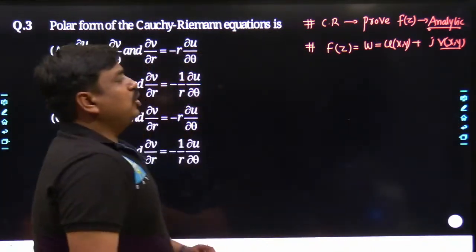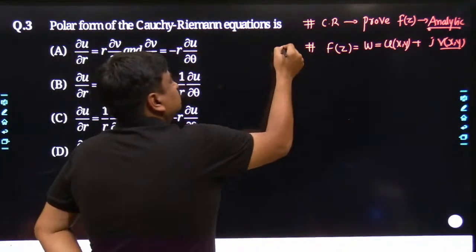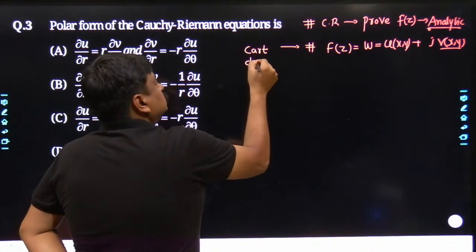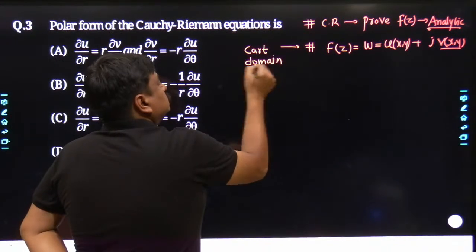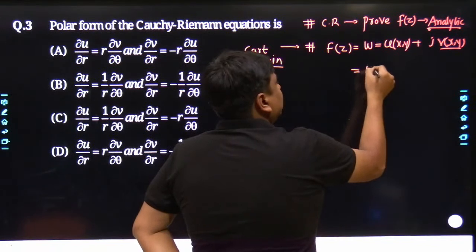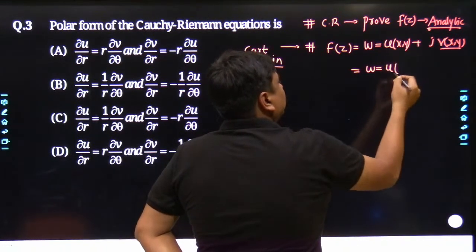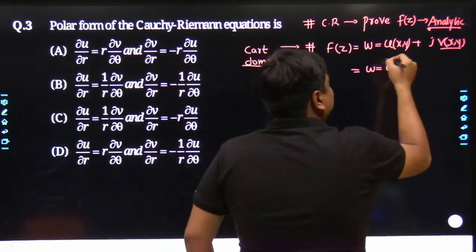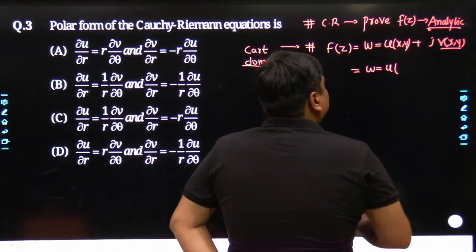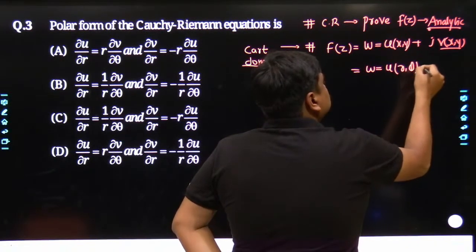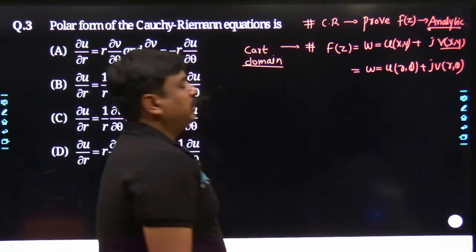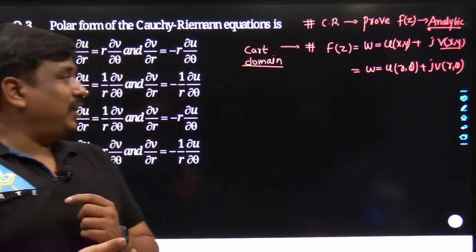When the given complex function is written in the Cartesian domain, it can also be written in the polar domain, where the mode of representing u and v is in the form of r and theta. So here goes u of r, theta, and j v of r, theta. Agreed, no? So I have seen one thing.